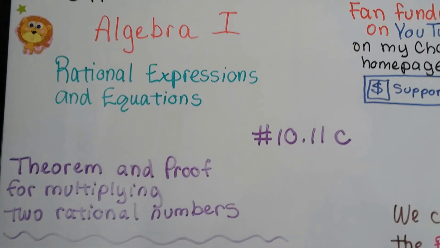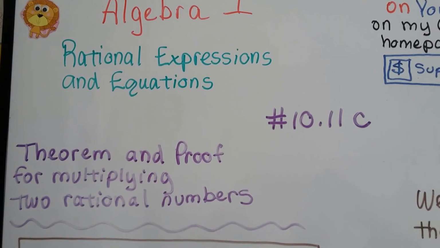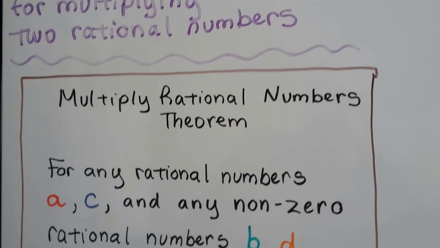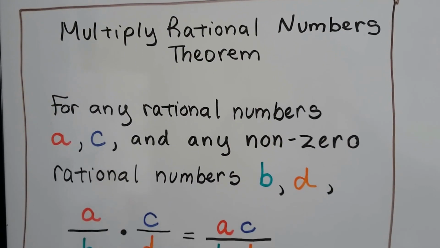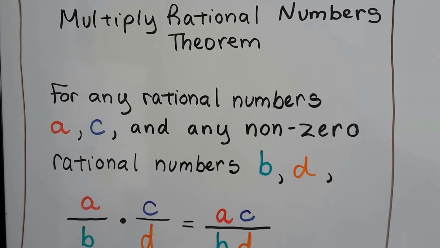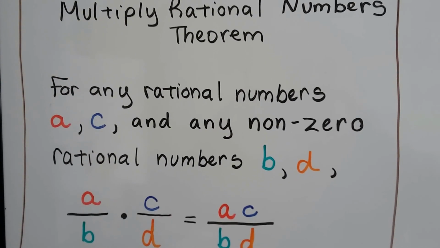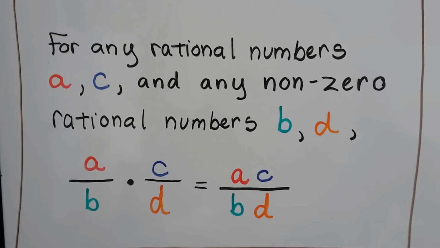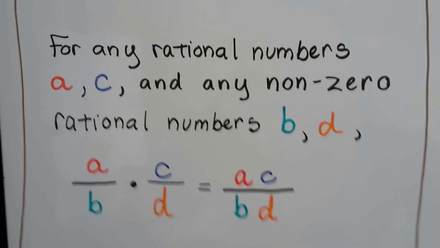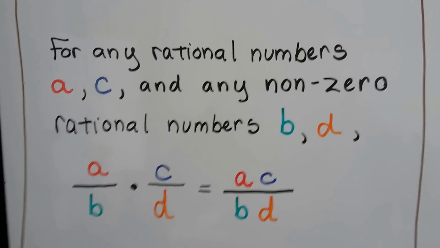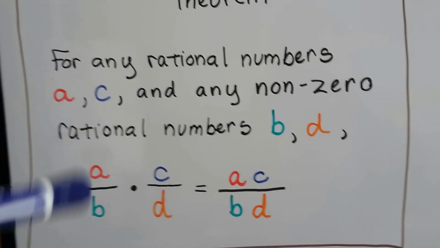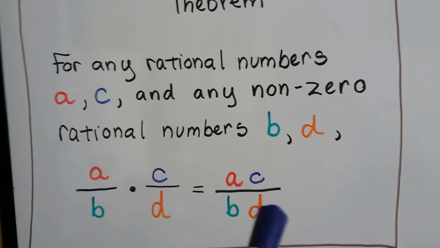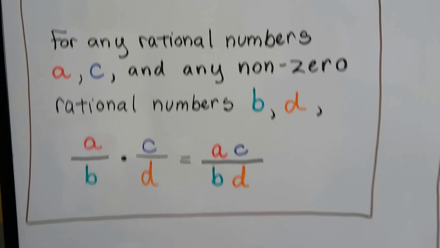Algebra I 10.11c, we have a theorem and proof for multiplying two rational numbers. It says for any rational numbers a and c, and any non-zero rational numbers b and d, we can do a divided by b times c divided by d. See? Fractions are little division problems. So we can actually just put the a and c together over the b and d. That's what this theorem says.